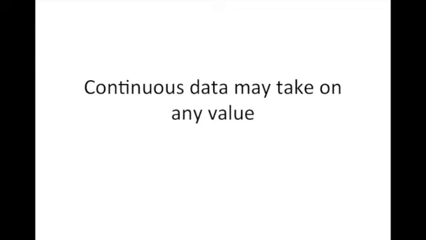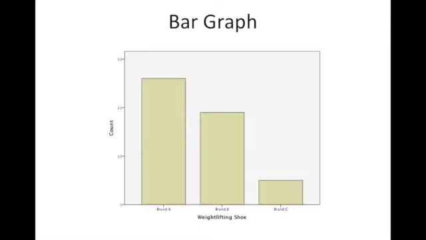A dataset is continuous when values may take on any value within a finite or infinite range, and a dataset is categorical when values can be sorted according to their category. So an example of where we might use a bar graph because we're dealing with categorical data might be an investigation into the most popular choice of weightlifting shoes in a weightlifting competition.